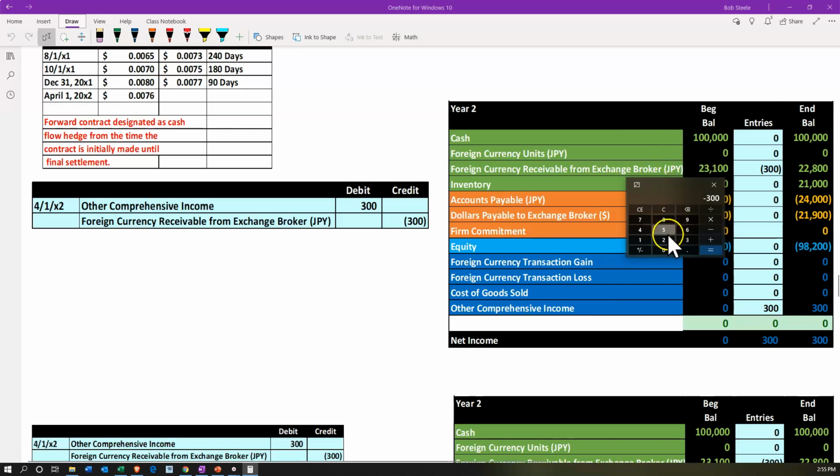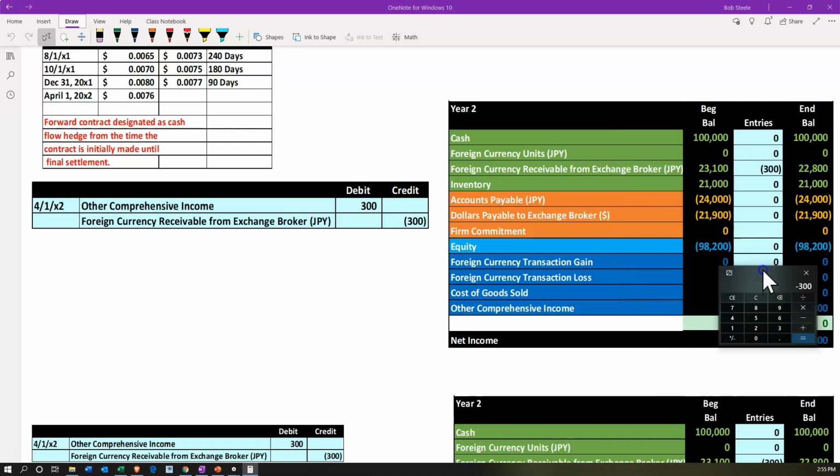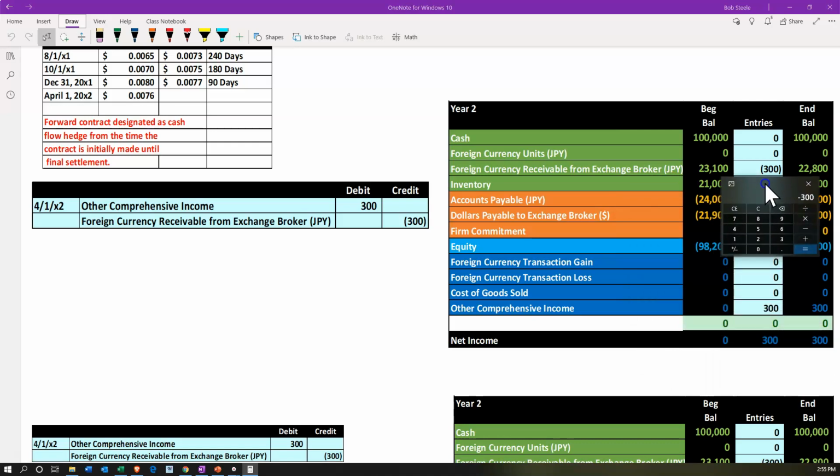However, we're not going to put it into the loss account down here, but instead into the other comprehensive income, because this is on the forward exchange contract. Basically the same reasoning here is why we're putting it still into the other comprehensive income account. The other side then goes to the foreign currency receivable from the exchange broker. That means other comprehensive income down here is being affected, and we have the foreign currency receivable from the exchange broker here.